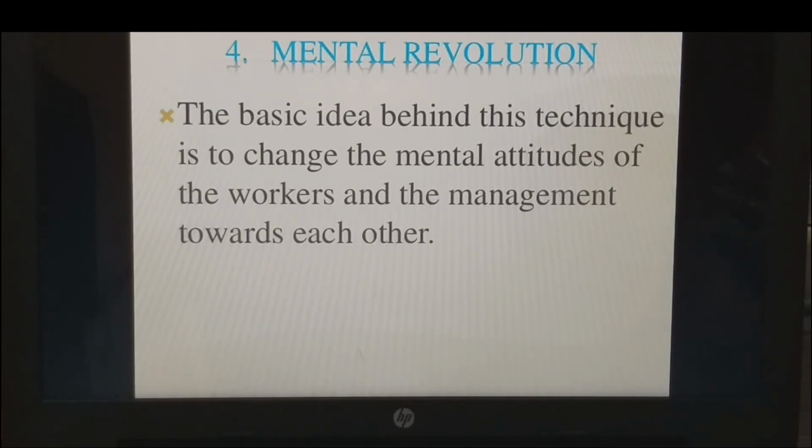That is, the workers should know that if they work efficiently, it will help in increasing the production of the organization, and if the production increases, then that will also help them in getting good wages. In the same way, the management should also think that if they pay good wages to the workers, then workers will work efficiently, and that will help in increasing the production and the organization will be benefited. So there should be a change in the mental attitude of management and workers towards each other, and that is what mental revolution is.